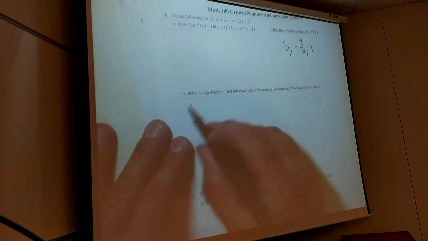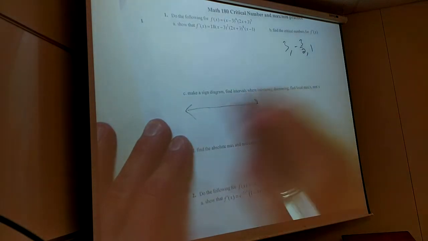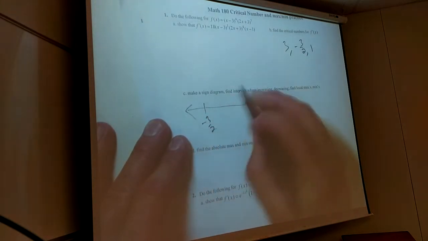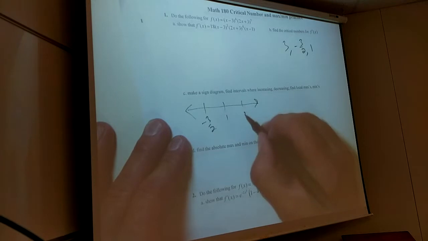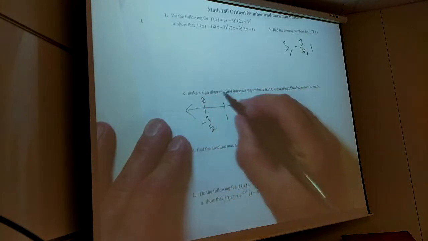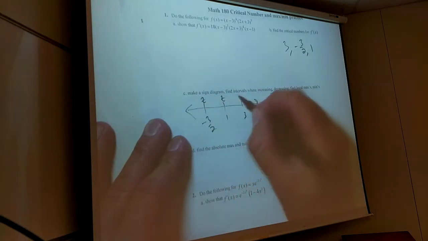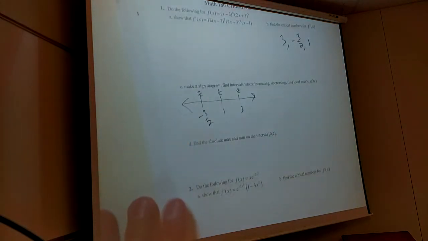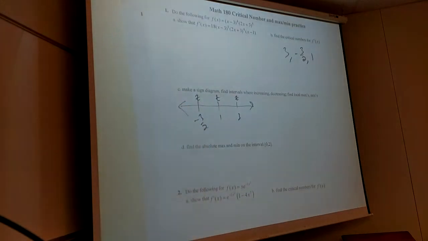Sign diagram. So I make my little... All I care about are these points. Put them in the right order, of course. I always love when that happens. Somehow 3 is below negative 3 halves. That's always trippy. So you got to check. So you have to come in here understanding this.